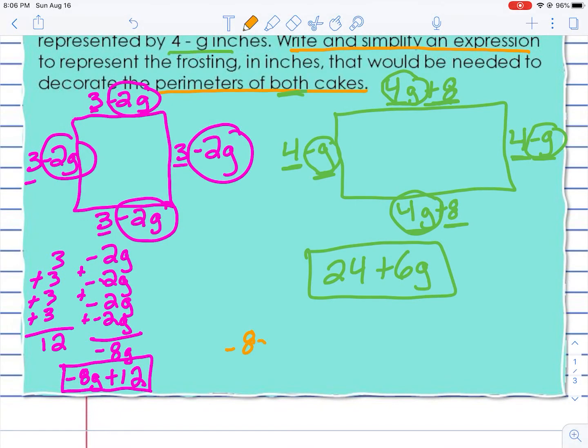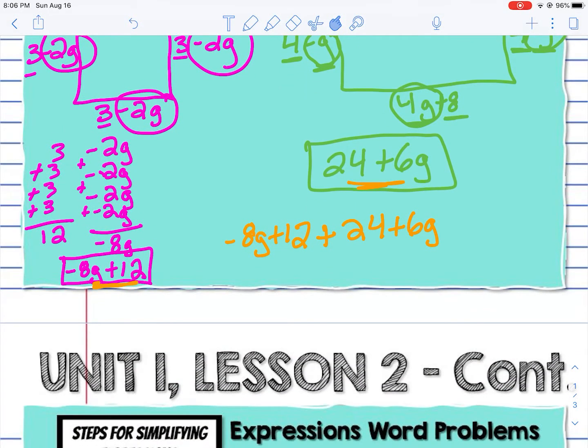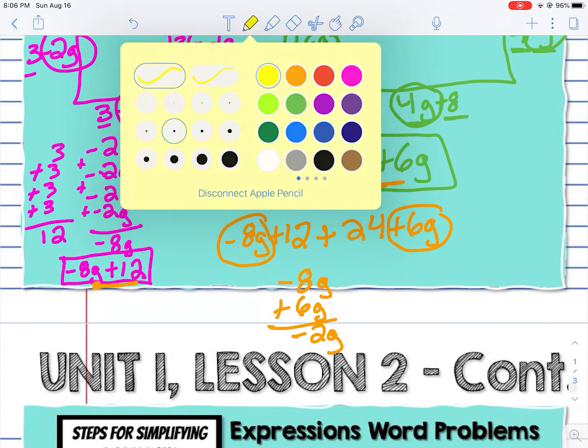So I have negative 8g plus 12. There's one perimeter, this one, plus this perimeter, 24 plus 6g. And now I have to simplify one more time. Okay, well, let me scoot up a little bit here. I can see that I have a negative 8g plus 6g. So negative 8g plus 6g should give me negative 2g's.